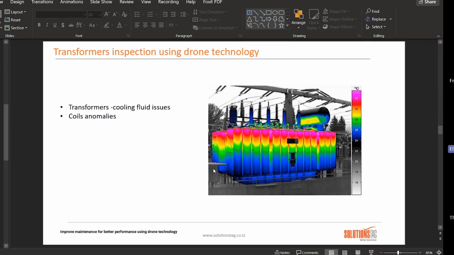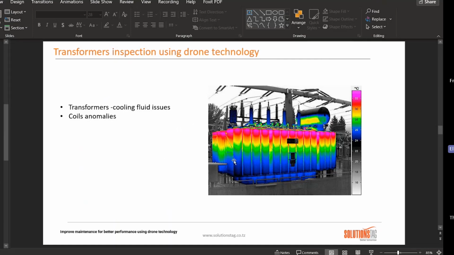But also, we have transformer inspection using drone technology. Using the same sensors, the thermal and also the RGB cameras, we can know what's going on inside the transformer, which you cannot see by naked eye, or you have to shut down and cut off the power from the main grid and start diagnosing the problem. But using the drones, you can start having initial data on where the problem is.